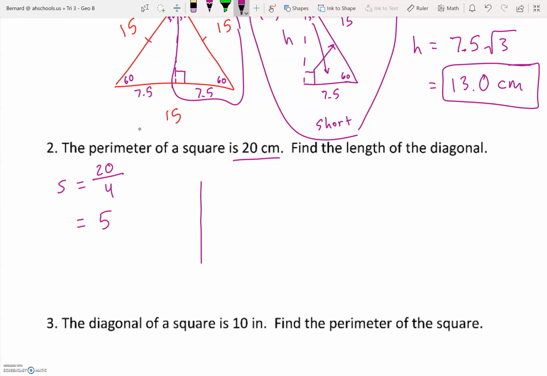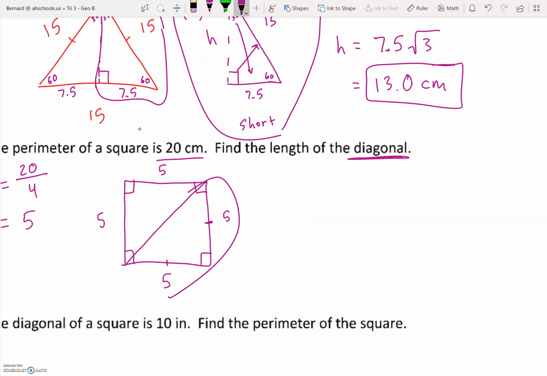So let's draw that real quick. Again, remember a square, all 4 sides are the same. So 5, 5, 5, and 5. And they want us to find the length of the diagonal. The diagonal connects opposite corners. So that's what we've got right there. Also remember, in a square, every angle is 90 degrees. And then these 2 sides are congruent, right?